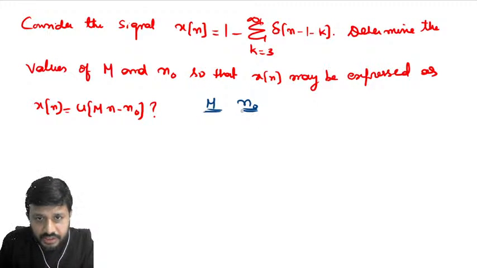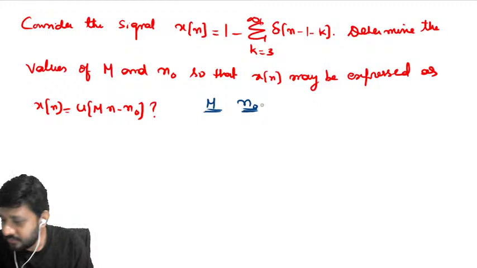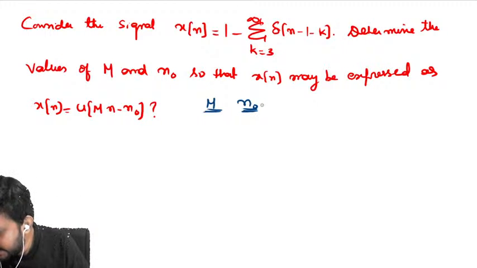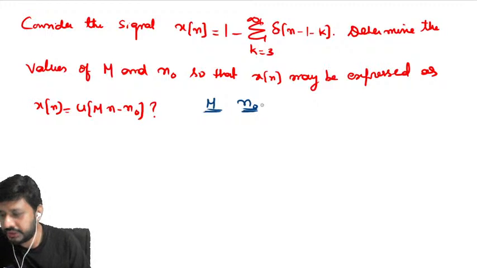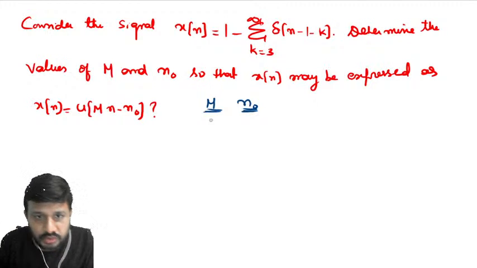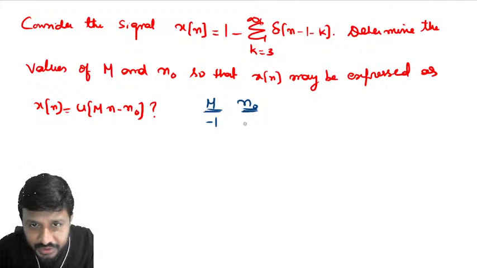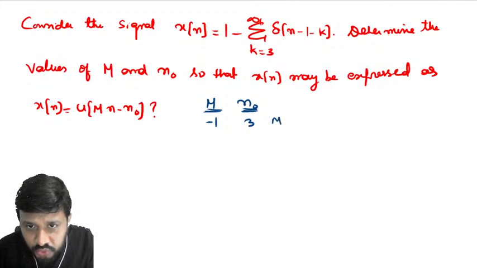What is m, what is n naught? M is minus 1 and n naught is 3. Manoj Kumar, ready? Manoj Kumar said m is minus 1, n naught is 3. Manoj, I am writing. Manoj's answer. Okay.